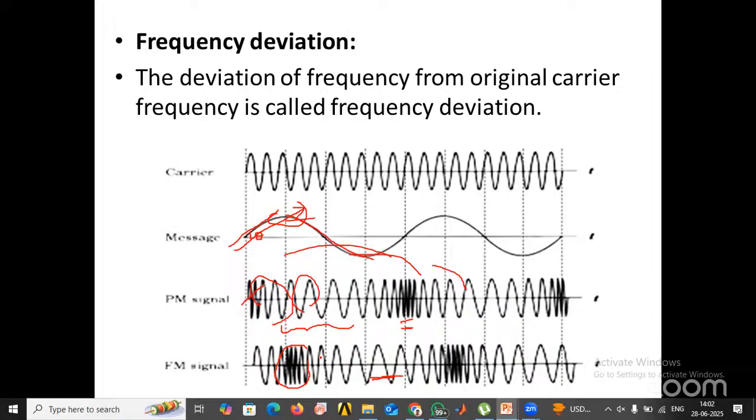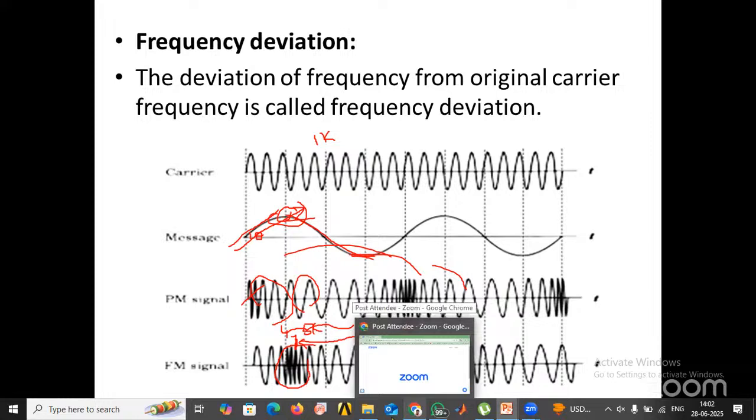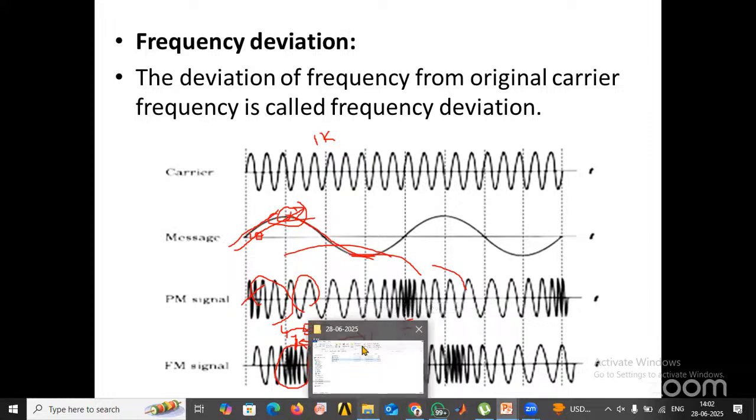So here, the maximum deviation from positive peak to negative peak, the value of the frequency deviation from positive peak to negative peak, is called frequency deviation. Suppose my carrier is 1 kilohertz, due to the maximum positive peak it reaches 1.5 kilohertz, and due to the maximum negative peak it is 0.5 kilohertz. The difference between maximum peak and minimum peak, which is 2 kilohertz, is the deviation. The frequency deviation is 2 kilohertz. From this to there you are having the deviation.